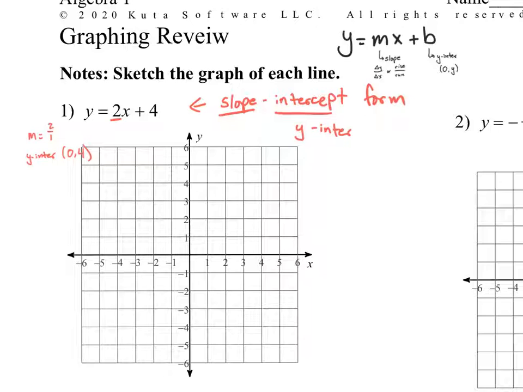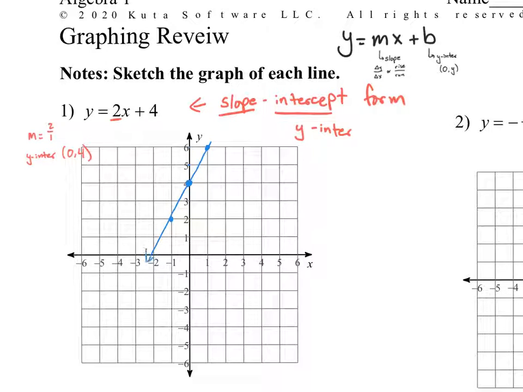Now that we have that, we can get on with the graphing. Always graph your intercept first. It just makes life a little easier. So there is (0, 4). And now when I do my slope, remember it's rise over run. So I'm going to go up 2 and then to the right 1, since it's a positive slope. So up 1, 2, over 1, right there. I can also go backwards. So I can go down 2 and left 1, and it gives me the exact same thing. Down 1, 2, left 1 right there.